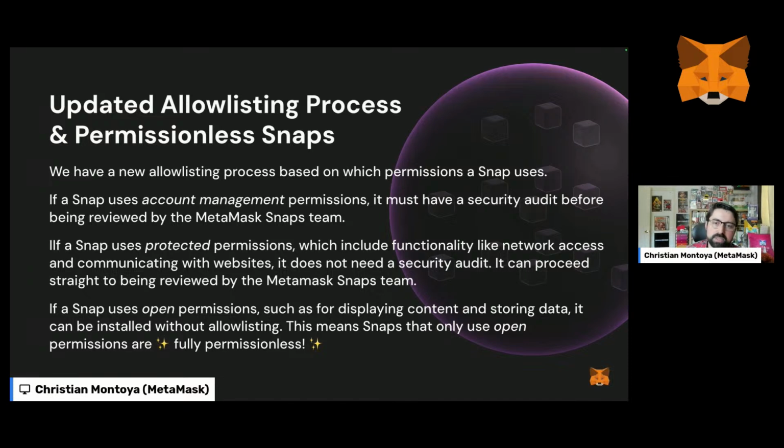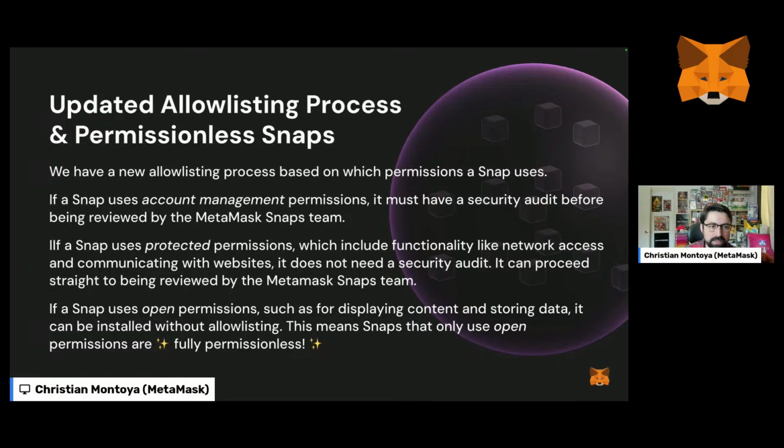So the new process works like this. If a snap is using account management permissions, if it's generating keys for, let's say, Solana or Cosmos or Bitcoin, it still needs to have a security audit before we review it for allow listing. Okay, so those snaps will continue to receive third-party security audits. So any snap that does MPC wallet functionality, two-factor authentication, or adding support for another blockchain network, those will continue to receive security audits.